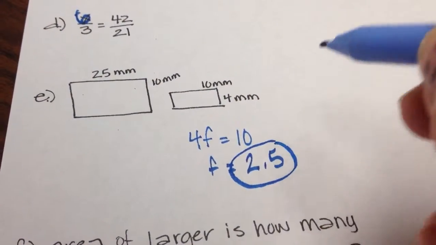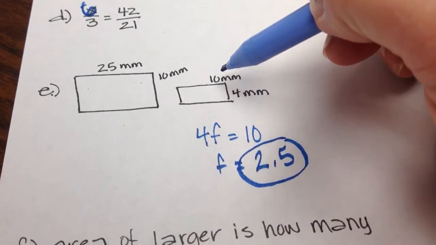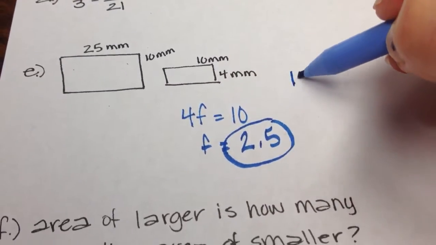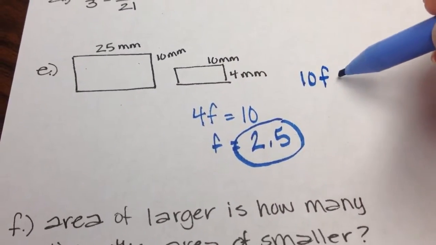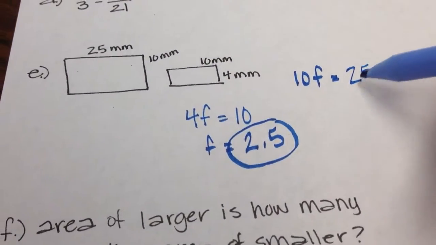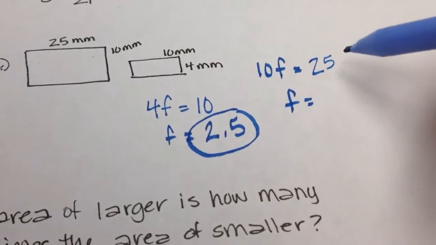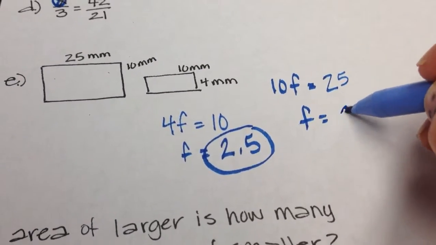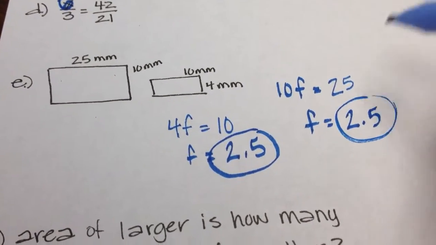Did you get how I did that? Let's do it again with these up here. What if I did 10 times a factor equals, what's the coordinating side? 25. So F equals, how many times does 10 go into 25? Oh, magic, 2.5. So it's the same.